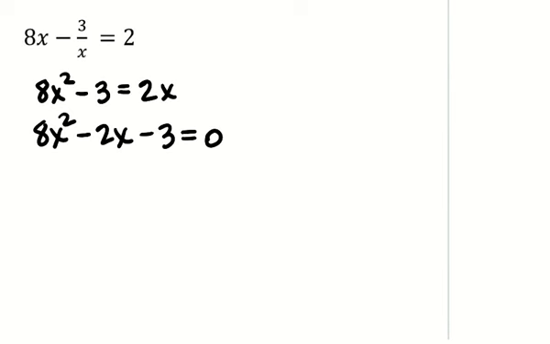Okay, so I'm looking for two numbers. It's been a while since we've done this in class. We're going to multiply 8 and negative 3, and we're going to find two numbers that multiply to negative 24 while adding to negative 2. That's going to be multiplied to negative 24 while adding to 2. And so I think that's going to be negative 6 and positive 4.